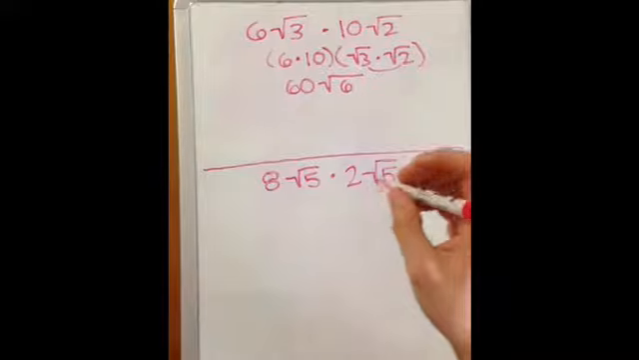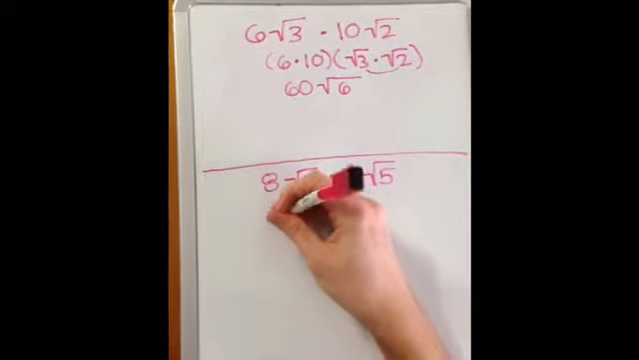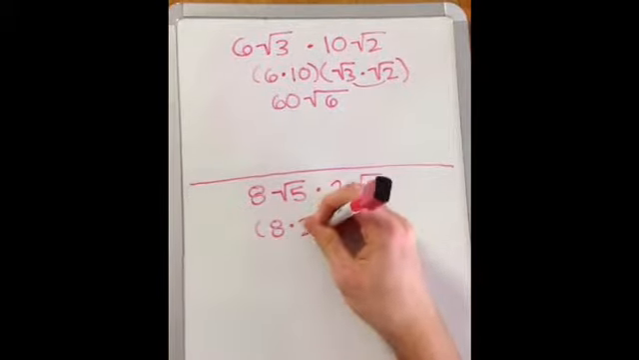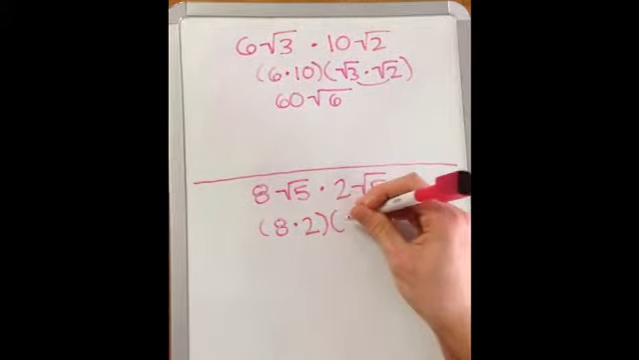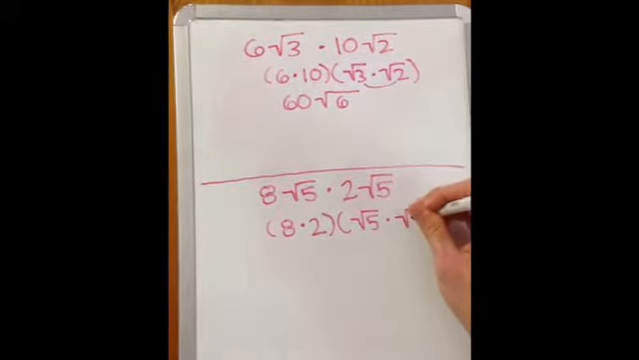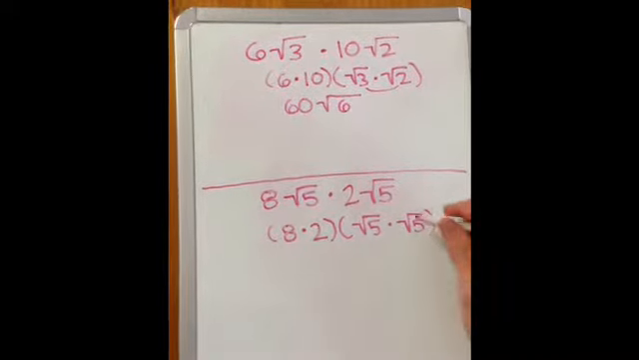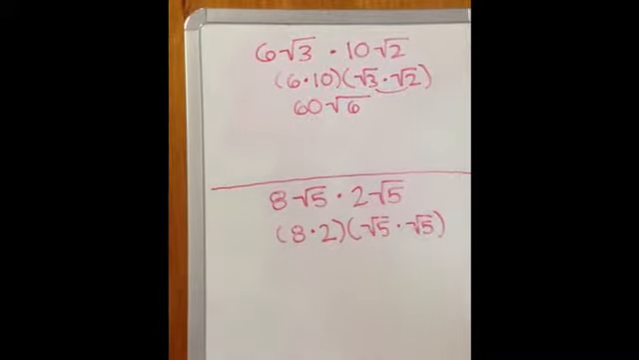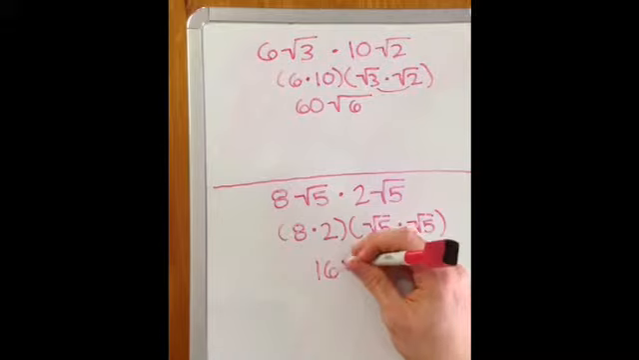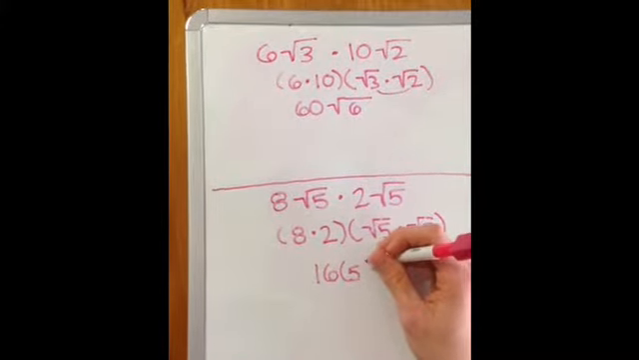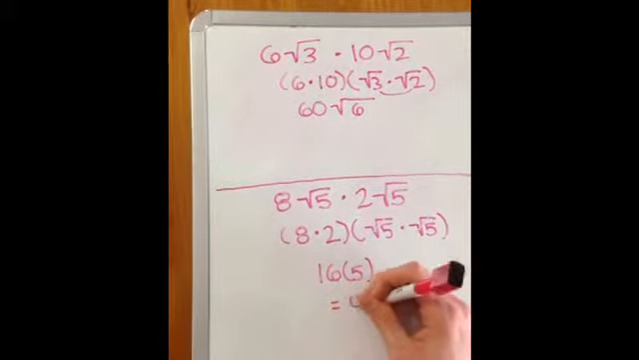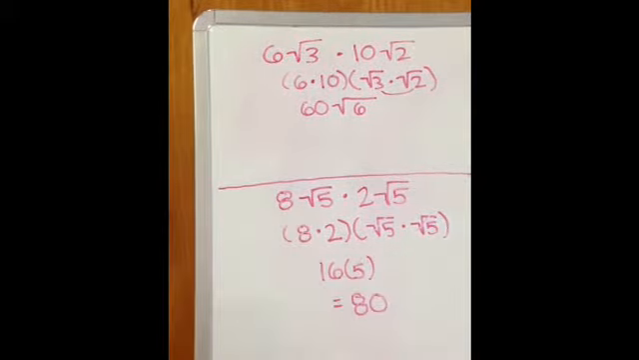In this next problem, we have 8 times 2, since this is what's outside the radical, and then the square root of 5 times the square root of 5, which are both inside the radical. This ends up giving us 16 times 5, because the square root of 5 times the square root of 5 is just 5. 16 times 5 is then 80.